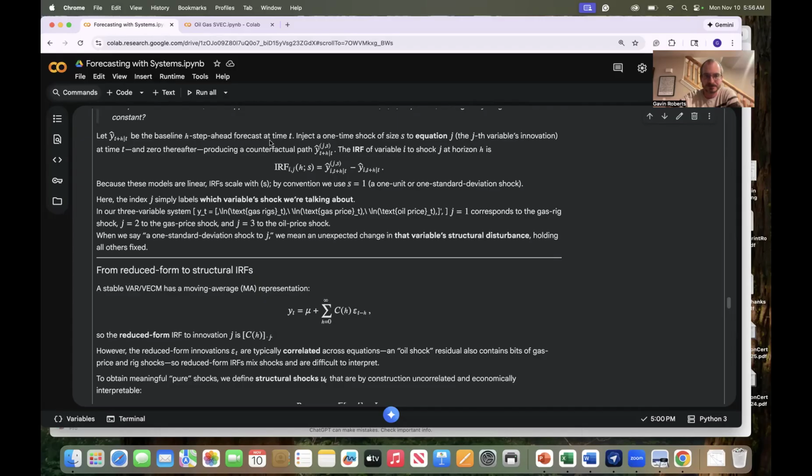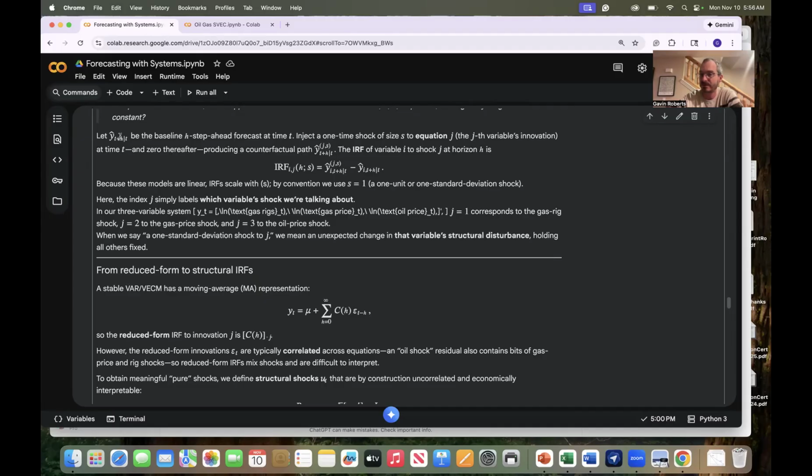And then we inject a one-time shock of size S. Usually this will be like a one standard deviation shock. And these are the errors. So we'll shock the error term by one standard deviation and then say what happens to the system. And so to the jth equation, so to the jth variable's innovation at time t and 0 thereafter. So we just do a one-time shock, although we could do cumulative shocks too if we wanted to see something like that. And then we produce a counterfactual.